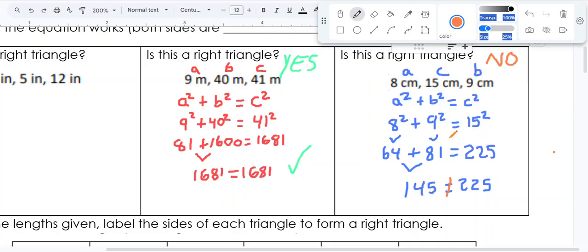So to tell if something's a right triangle or not, C has to be your largest side. You plug it into a squared plus b squared equals c squared, and if the two sides equal each other, it is a right triangle. If they do not equal each other, it is not a right triangle.